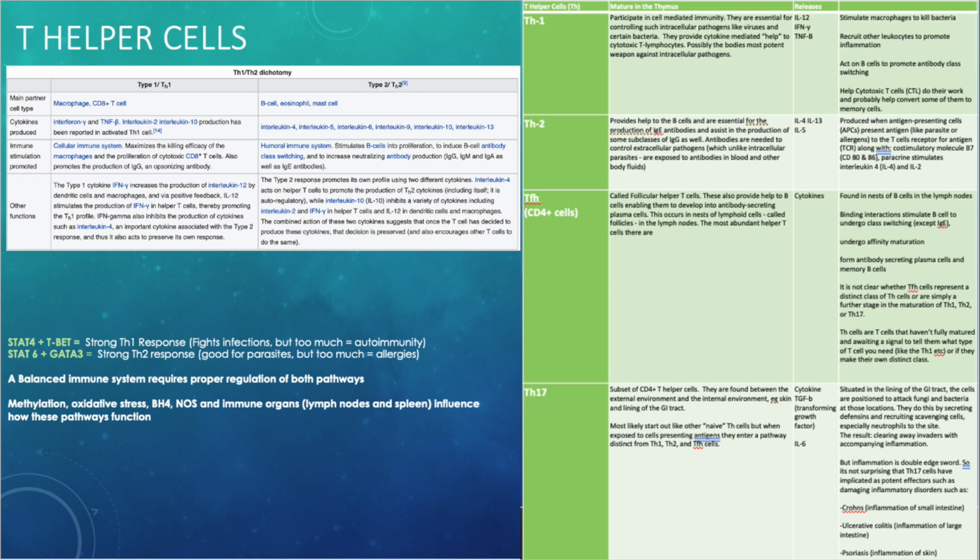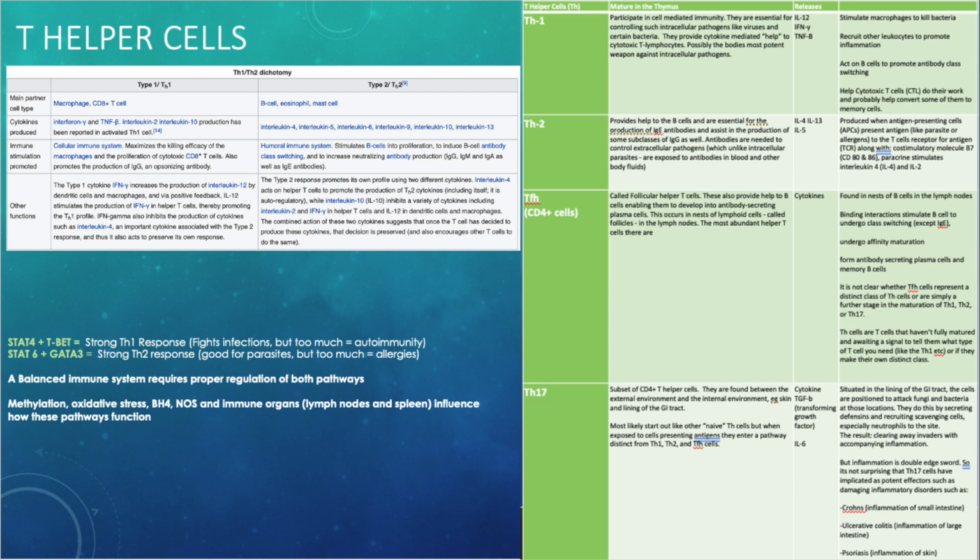Binding interactions stimulate B cells to undergo class switching or accept the IgE. They undergo affinity maturation. They form antibody-secreting plasma cells and memory B cells, and it is not clear whether the T follicular helper cells represent a distinct class of T helper cells or are simply a further stage in maturation of the Th1, Th2, or Th17. The Th cells are T cells that haven't fully matured and are awaiting a single signal to tell them what type of T cell you need them to be, or if they're their own distinct class.